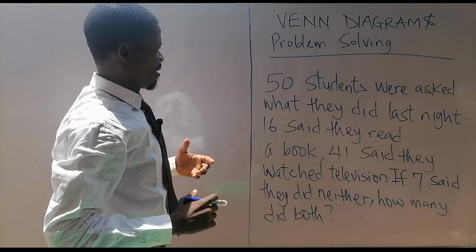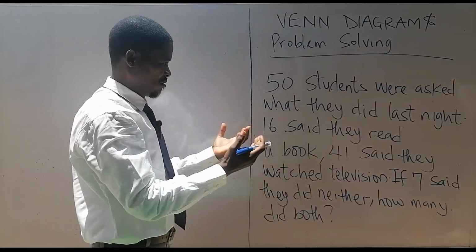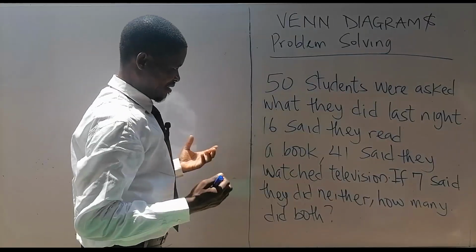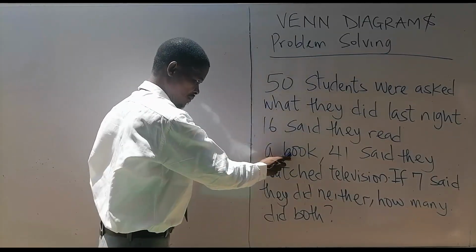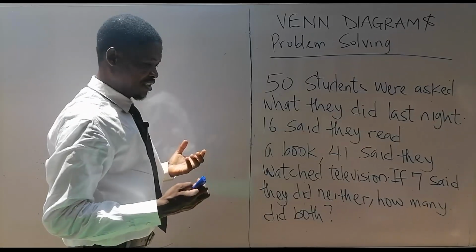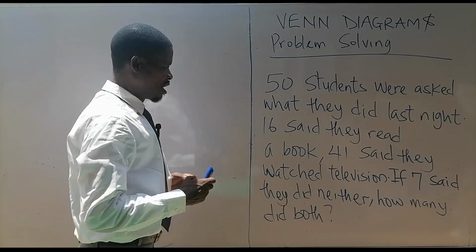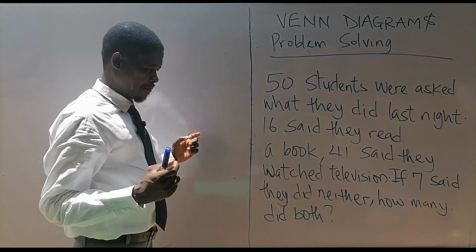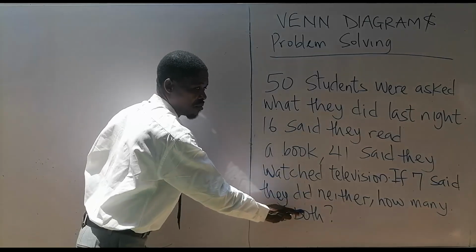In this question we have 50 students who were asked what they did last night. 16 said they read a book. 41 said they watched television. If 7 said they did neither, how many did both?